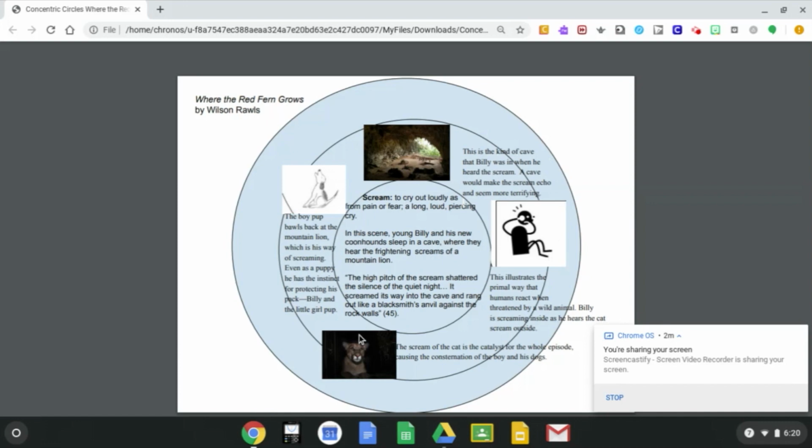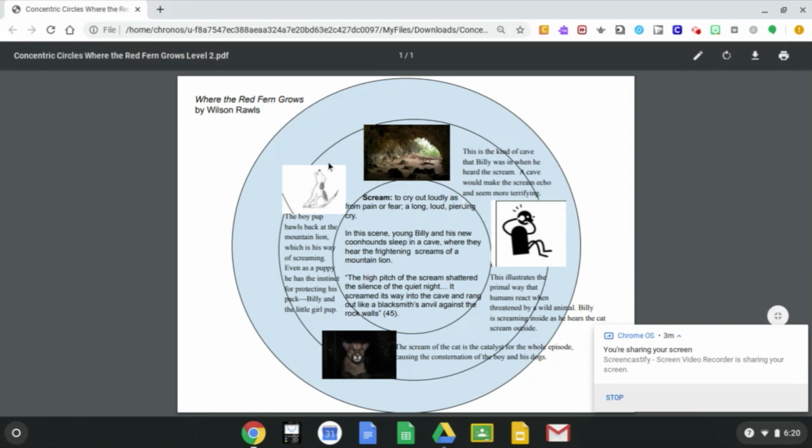All right, then the third image that I found was that of a mountain lion. The scream of the cat is the catalyst for the whole episode, causing the consternation of the boy and his dogs. Then the last image is of a puppy howling. The boy pup bawls back at the mountain lion, which is his way of screaming. Even as a puppy, he has the instinct for protecting his pack, Billy and the little girl pup.